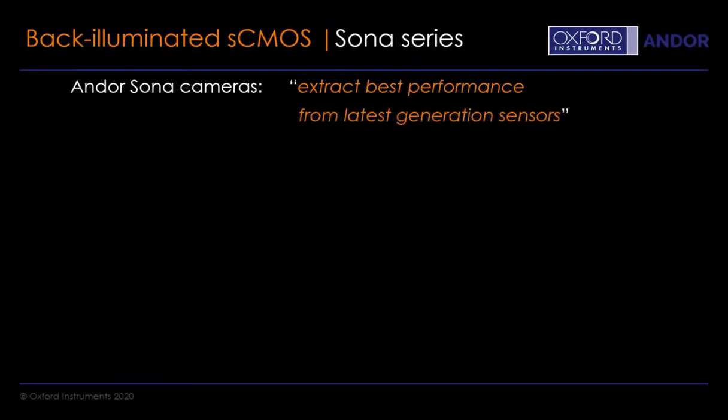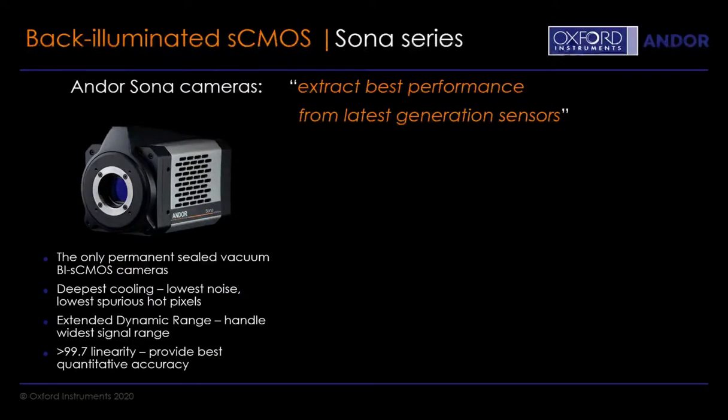And in terms of the Andor Sona cameras, the idea with these cameras was to extract the very best performance that's possible from those latest generation of sensors. And some of the ways that this is done is by using this permanent sealed vacuum technology, which is normally only found in those higher end iXon EMCCD cameras. So that's the only back illuminated sCMOS camera that has that type of technology built into it, and that helps allow for the deepest cooling.